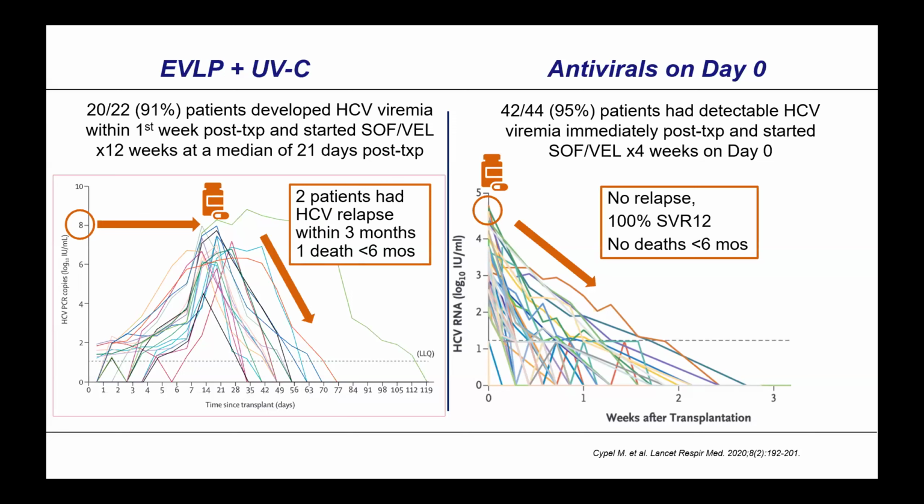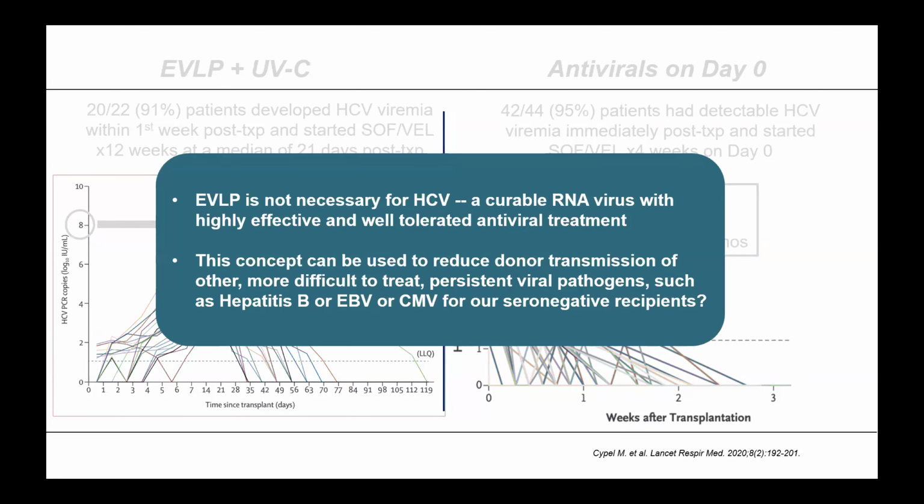We know that the more patients we do, the more chance we have of perhaps seeing a relapse or 2. I think the bigger critical thing is that this was an amazing demonstration to us to show that you can use EVLP to decrease the initial viral burden that the recipients see, and then also to delay when perhaps treatment would be needed. However, we know that EVLP is not necessary for hepatitis C. It's a curable RNA virus with highly effective and well-tolerated antiviral treatment. But the concept that they showed, I think, was very critical and now can be applied to other viruses.